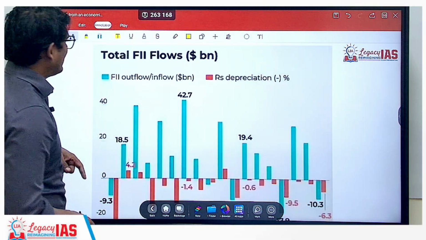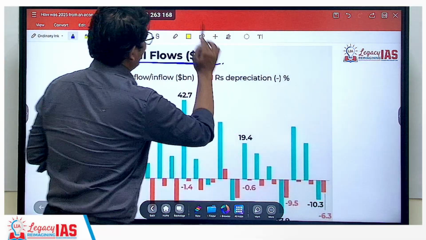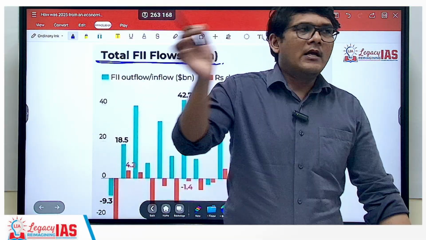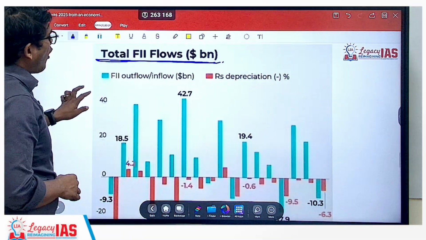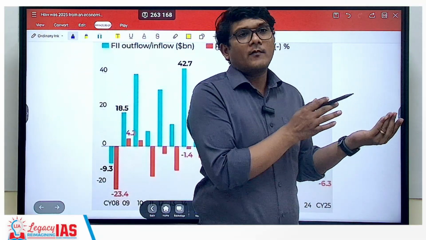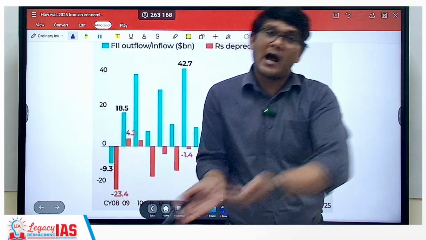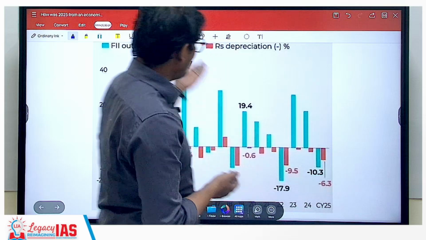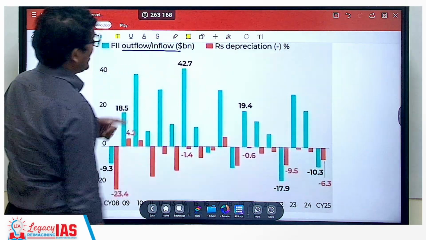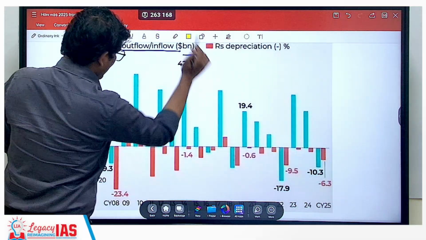Now the next thing is the total foreign indirect investment or foreign institutional investment flows. Now this is also a concern. What is the concern? The concern is that the foreign institutional investment is flowing out of the country. The dollars, the foreign exchange that has been invested in India is going out of the country. Yes. So this is the graph that shows it. This is the FII outflow and inflow, the net of outflow and inflow. So it is in billions of dollars.